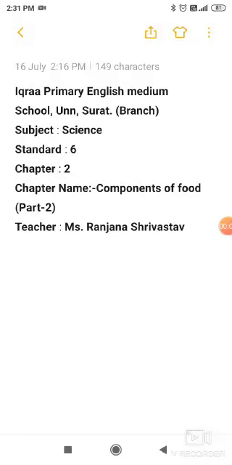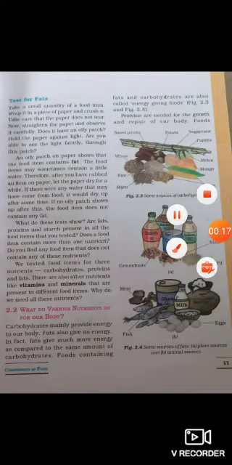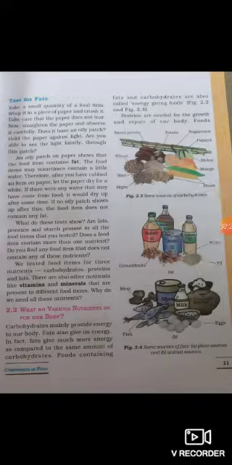Now I am going to start again the same chapter number 2, which is part 2 of this chapter, that is components of food. Now children, we are going to study about fats. Test for fats. See at page number 11.